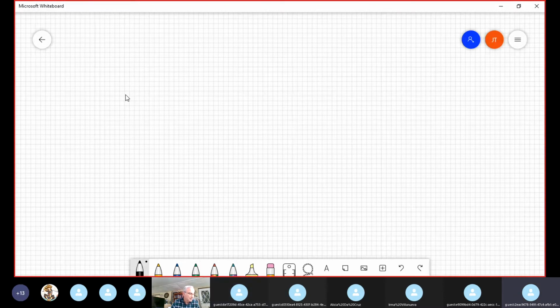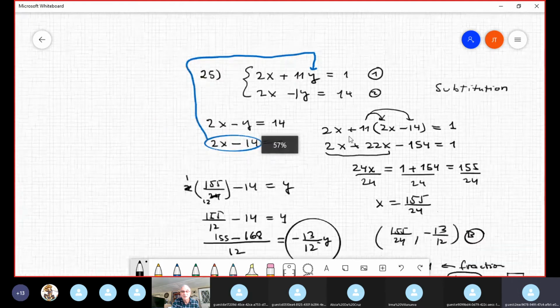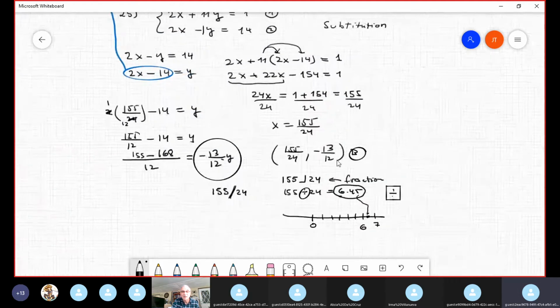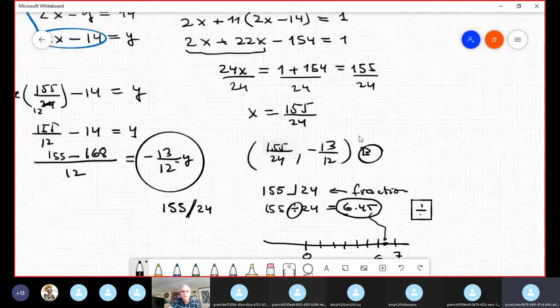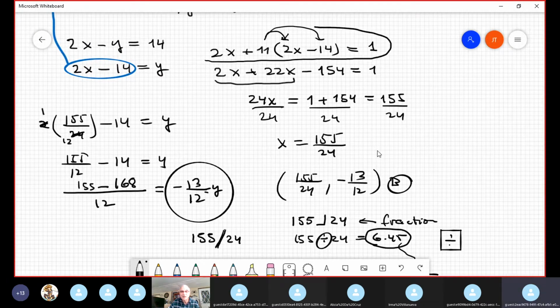On 25, Professor, can you explain again 2x plus 11y equals 1? Let me try to recover. What part do you need me to explain? 2x plus 11y equals 1. So that line, do you want me to explain it again? Please, in English, please. It's okay.